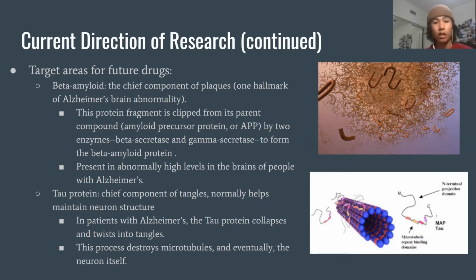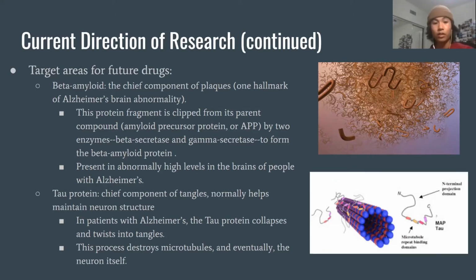And in studying beta amyloid, scientists have been able to make significant findings in the way the protein is clipped from its parent compound, or APP, amyloid precursor protein. And so this eventually forms the beta amyloid. And so the two enzymes, beta secretase and gamma secretase, clip the protein from its parent compound. And so this forms the beta amyloid protein. And so scientists are trying to narrow down their research and target this protein and look further in depth at how it affects Alzheimer's and progressively deteriorates memory.